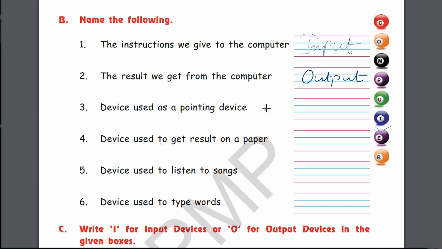Device used as a pointing device. Which device is used as a pointing device? The answer is mouse. Mouse is the correct answer. All of you have noted? Yes, I can see your chat. Yes, all of you have written. Device used to get result on a paper. Which device is used to get result on a paper? The answer is printer.